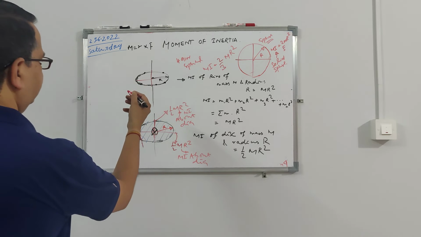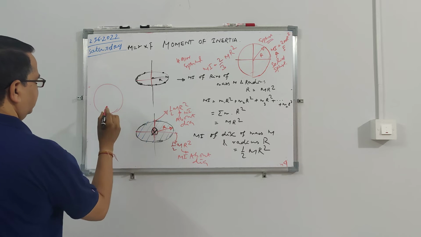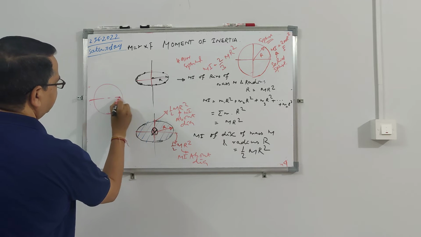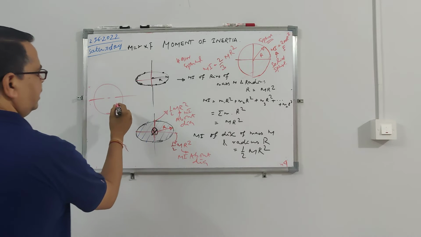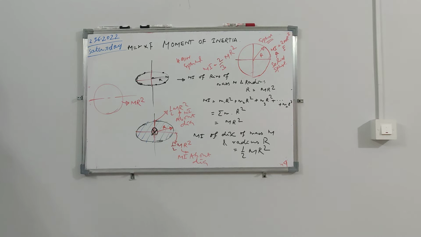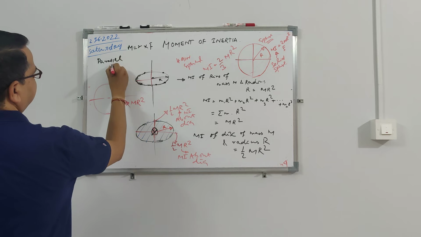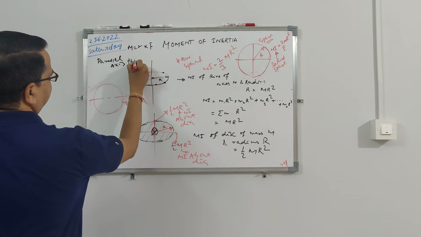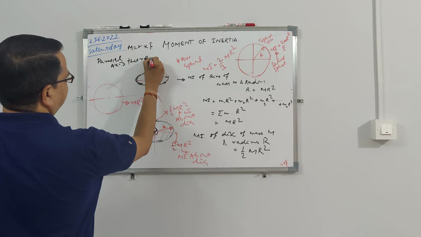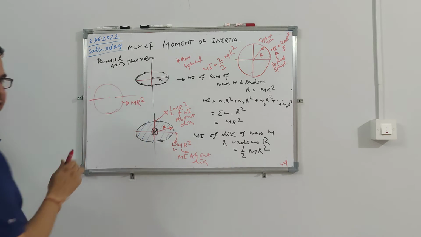Suppose this is my circular ring. So about the diameter, this circular ring has a moment of inertia mr square. There is another theorem in moment of inertia, that is called the parallel axis theorem. What does the parallel axis theorem say? About one diameter it is mr square.